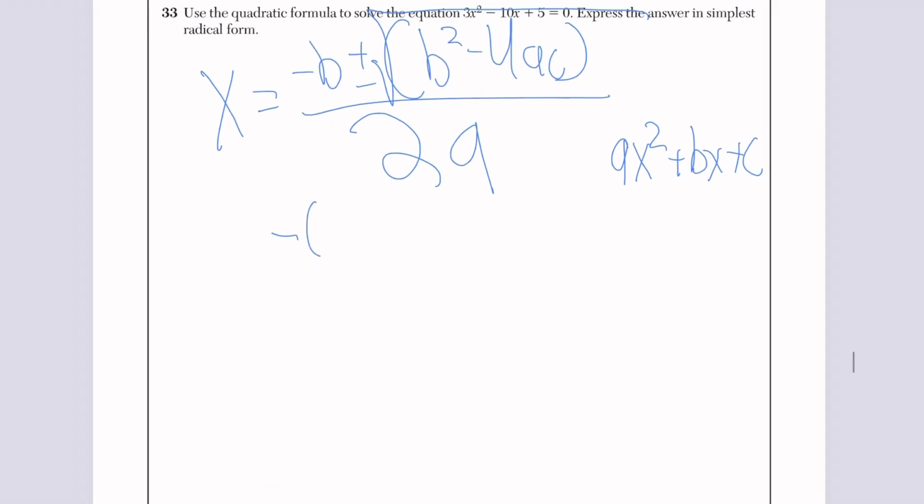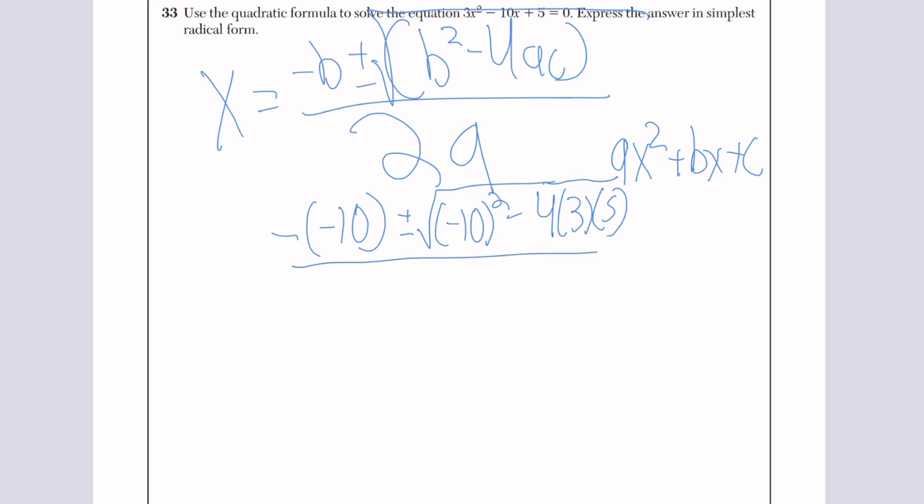So negative, -10. Remember the negative is separate from the b. Plus minus the square root of -10 squared minus 4 times 3 times 5, divided by 2 times 3. And if you plug that into your calculator, you're going to get 10 plus minus square root of 40 over 6. So they want your answer in simplest radical form.